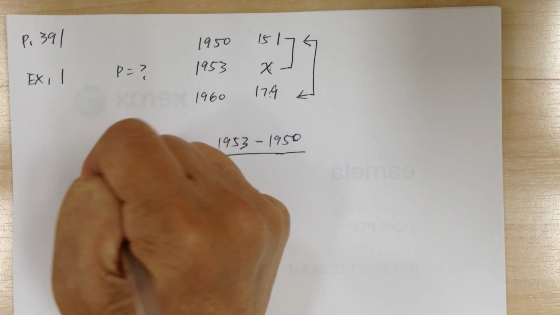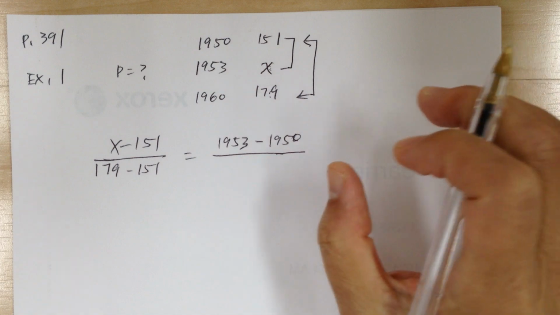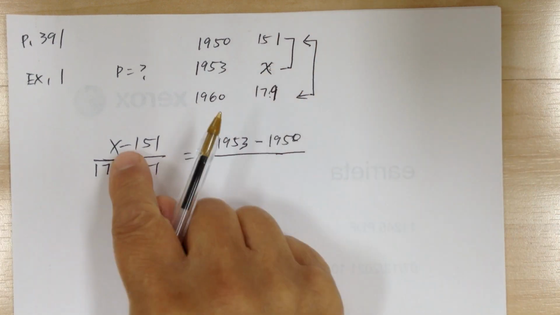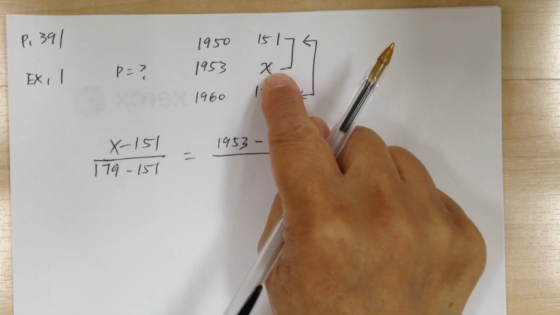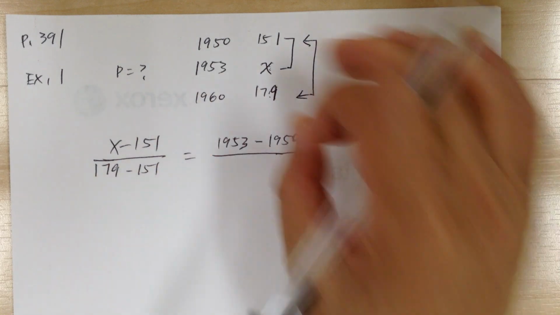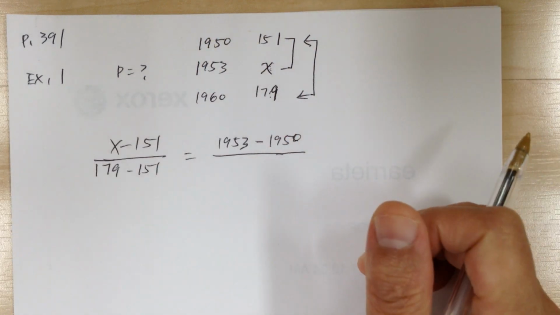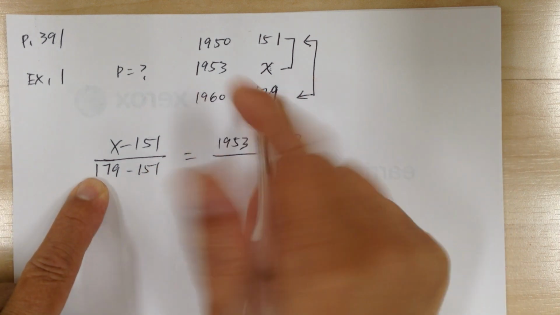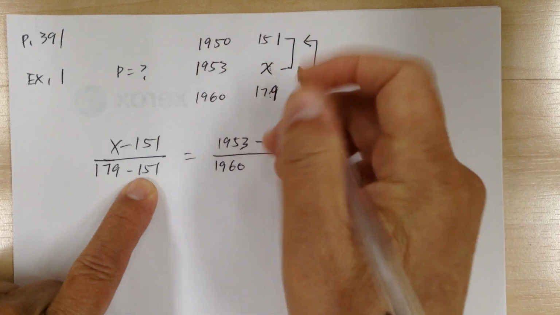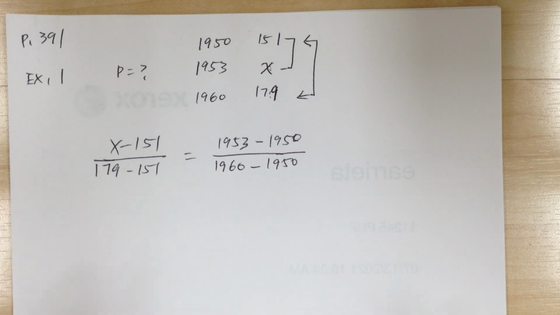So you're going to use 179 minus 151. Again, you can use any combination you want, as long as this side matches with this side. Whatever variable you're looking for, you always write that first. So 179 matches with 1960, and 151 matches with 1950. Now you're ready to solve.